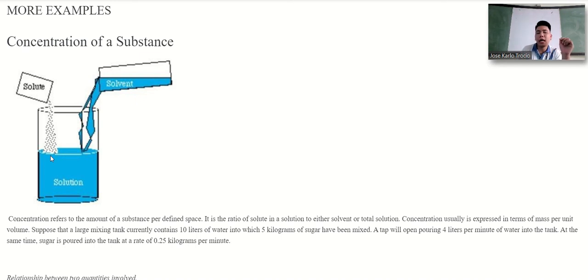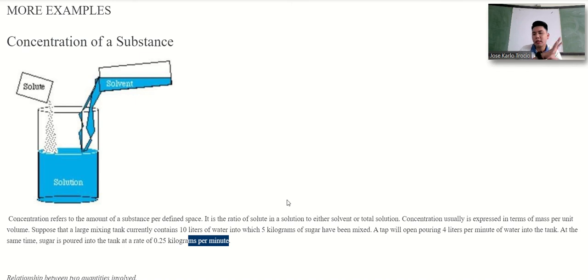Okay, a tap, a gripo, will open, pouring 4 liters of water per minute into the tank. At the same time, sugar is also poured into the tank at the rate of 0.25 kilograms per minute. Take note of our units per minute, and our mass is mass per unit volume, kilograms per minute, 4 liters per minute.